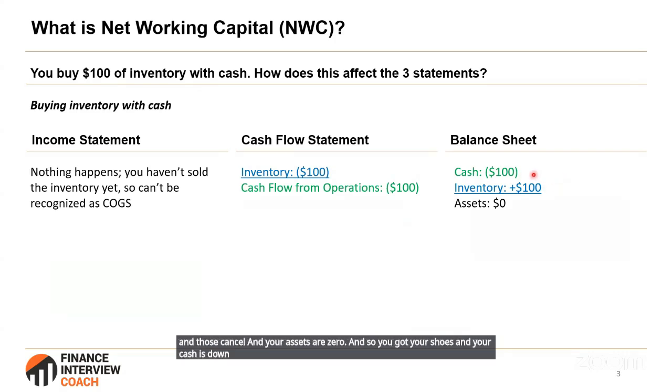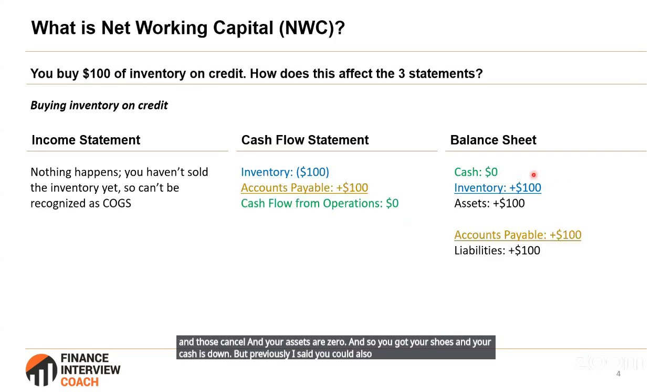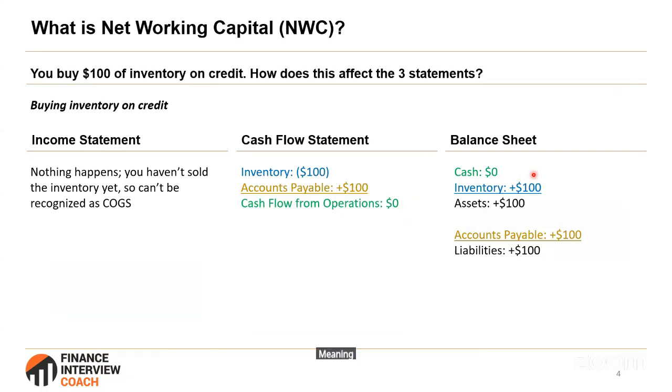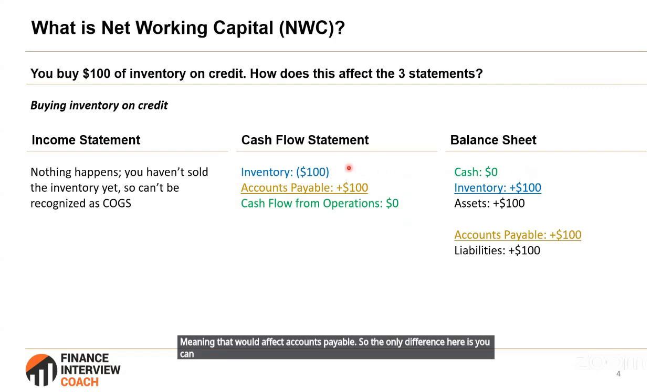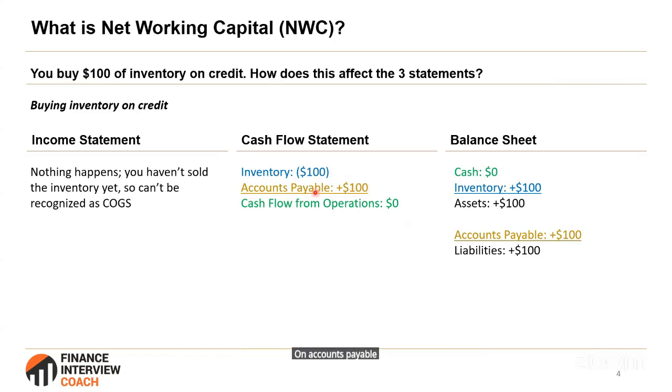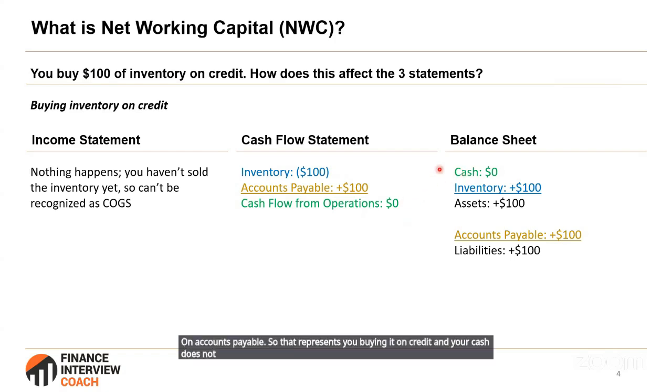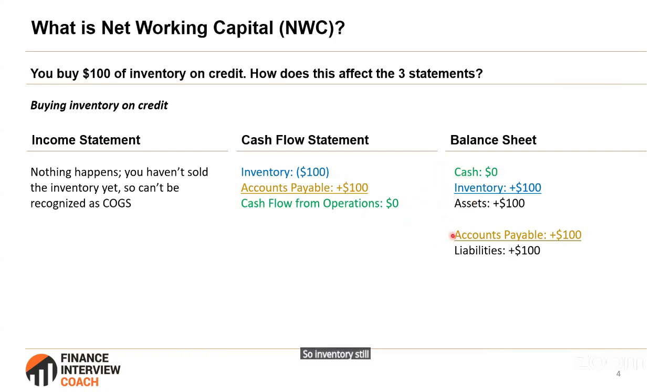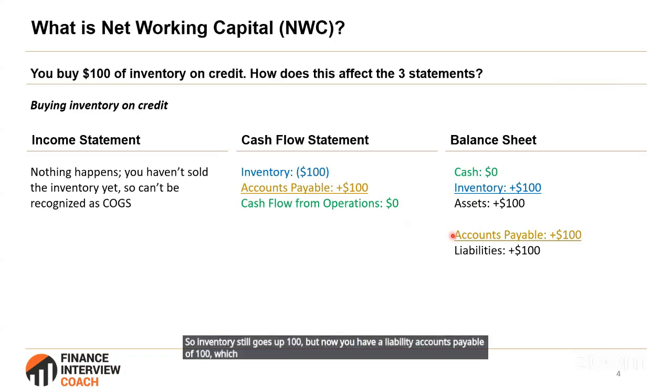But previously I said you could also buy the inventory on credit, meaning that would affect accounts payable. So the only difference here is you can see that your inventory is still an outflow of $100 buying that inventory, but here we're going to have an inflow of $100 on accounts payable. So that represents you buying it on credit, and your cash does not change in that case. It's $0. So inventory still goes up by 100, but now you have a liability, accounts payable of 100, which you have to pay back eventually.